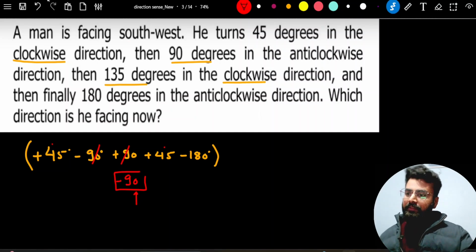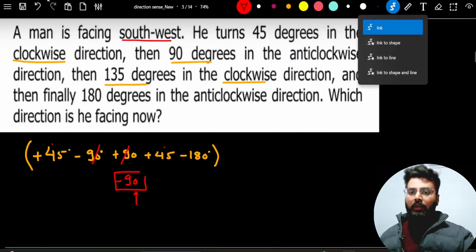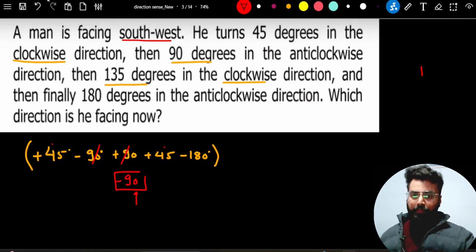So wherever the person was facing initially, he was facing in the southwest direction. So we all know where is southwest. This direction is south. I'm using standard chart for now. This direction happens to be west. Where is southwest? Just make an angle bisector. This is southwest.